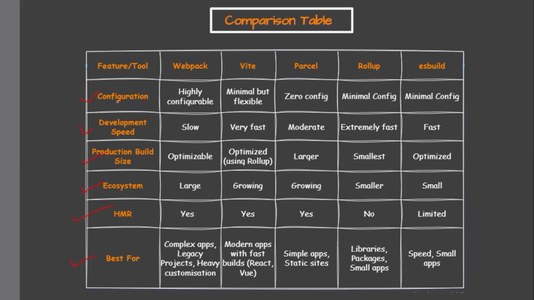When we talk about the configuration, Webpack is highly configurable. We can create any kind of project or any complex project with the help of Webpack. The configuration of Vite is minimal, but it has more flexibility. Parcel requires zero configuration. And Rollup and ESBuild require minimal configuration, but they are relatively new and maybe not able to handle complex configuration or complex functionalities.